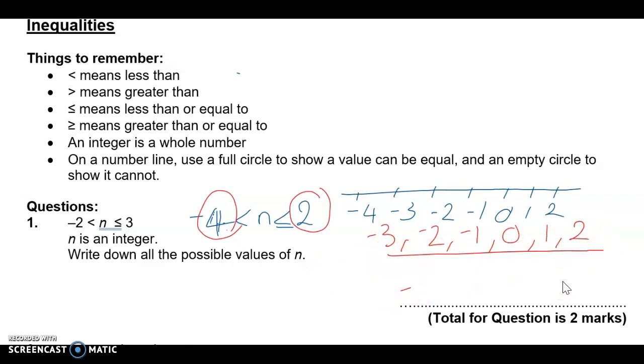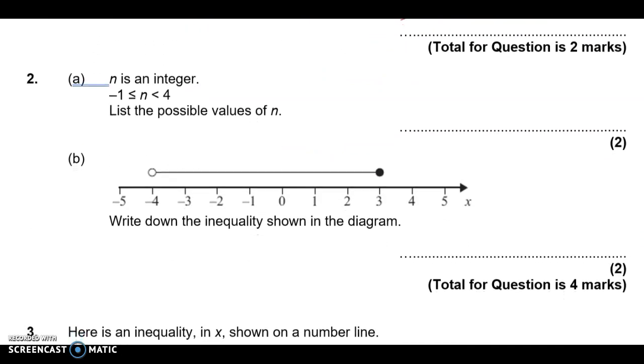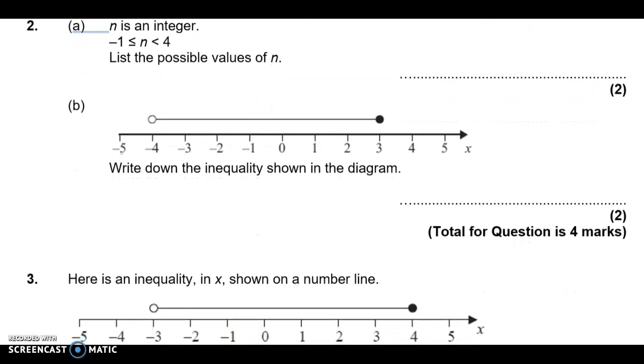Okay, let's do another example. So this one here, part B, they've given you a number line, and they're asking you to state the inequality. So again we can use the letter n for number. I'm going to draw my own one, and then you can have a go at doing yours. So I'm going to have an open circle at minus 3, and a closed circle at 1.